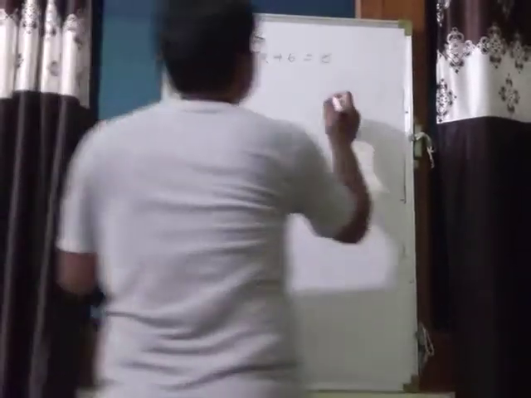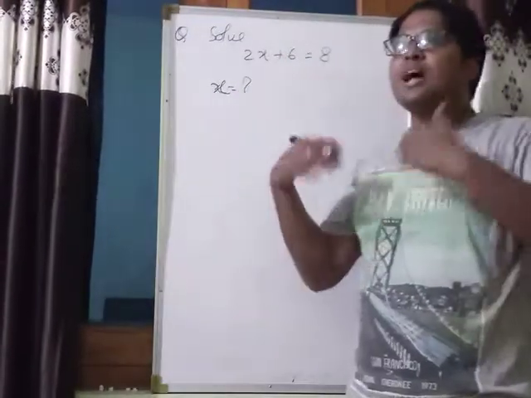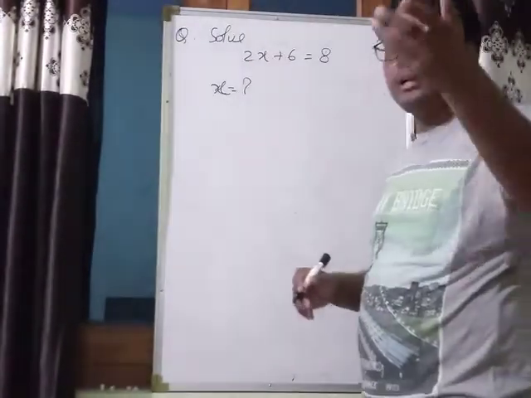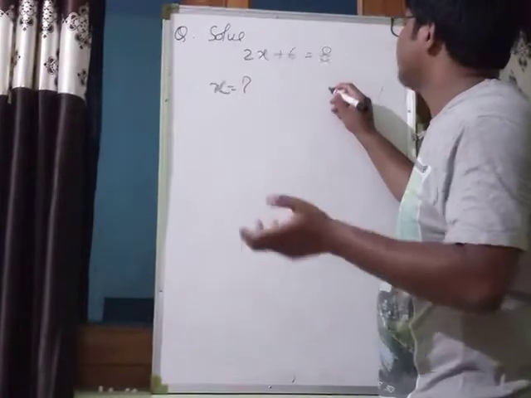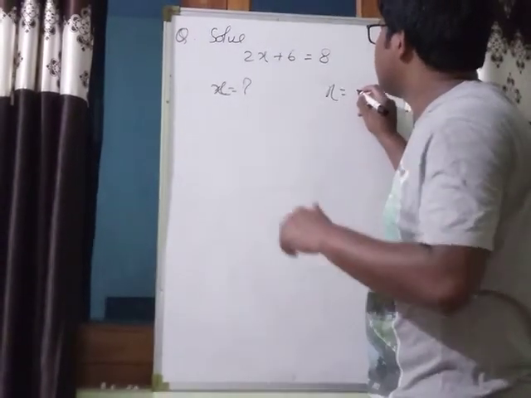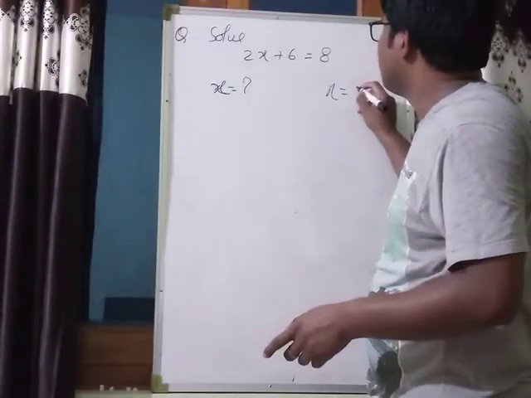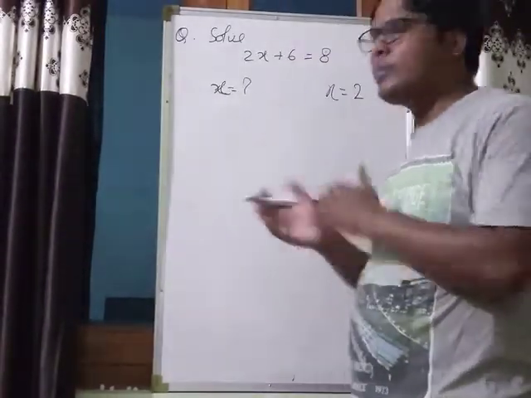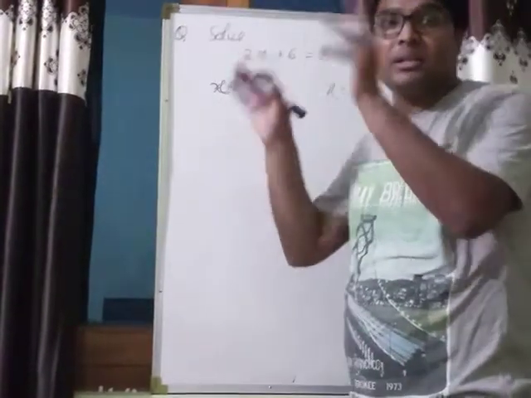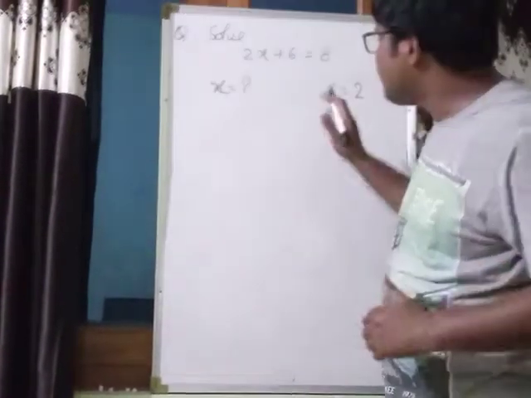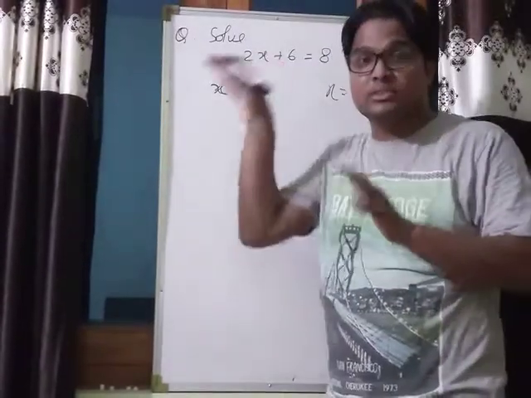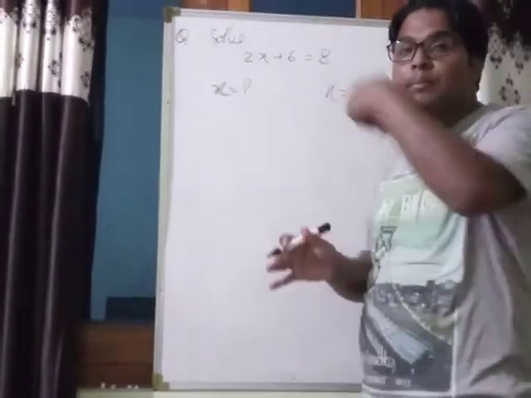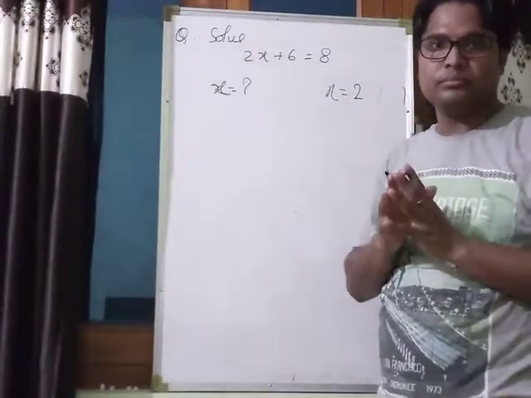See, if I ask you this question in the class and any student gives the answer that x is equal to 2, is it correct? I am going to check whether this is correct or not. If x is equal to 2 is its solution, then when we put x is equal to 2, the left side and right side must be equal.